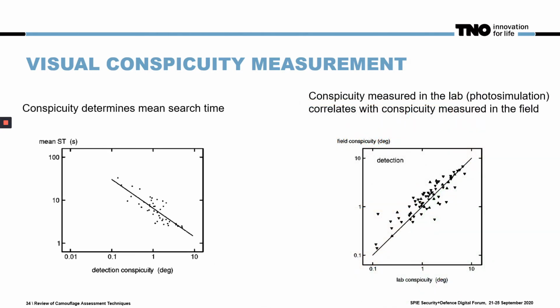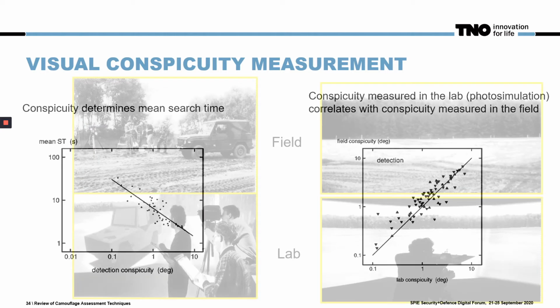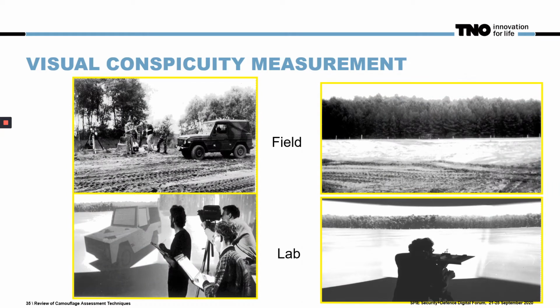In many studies we have shown that conspicuity determines mean search time. Thus, by measuring conspicuity, we can predict mean search time. Also, conspicuity measured on photographs is directly related to conspicuity in the field. Thus, by measuring conspicuity on photographs in the lab, we can predict search time in the field.